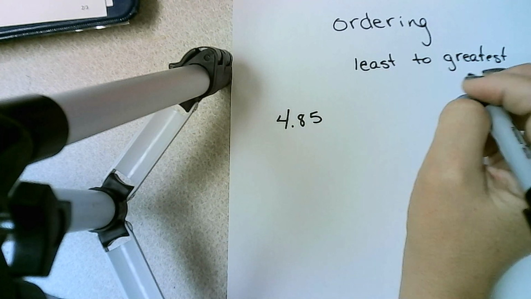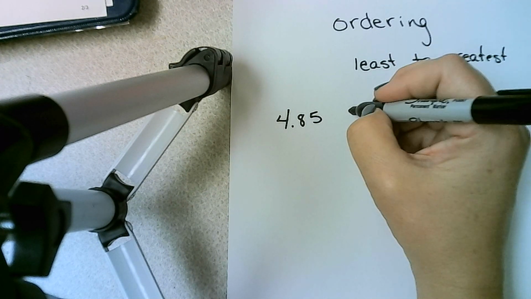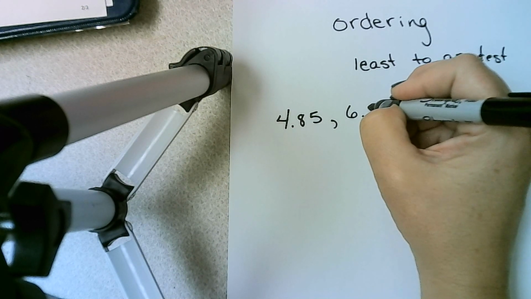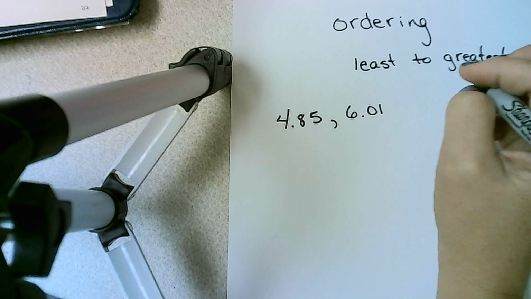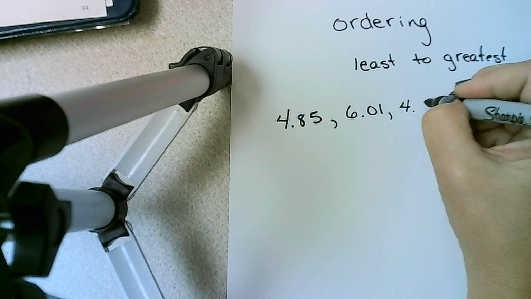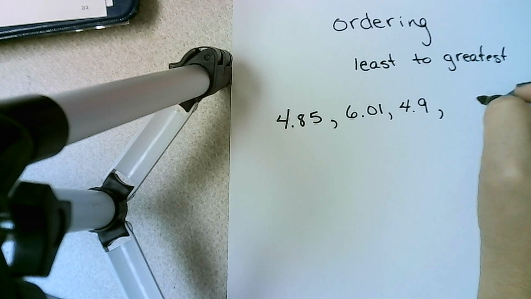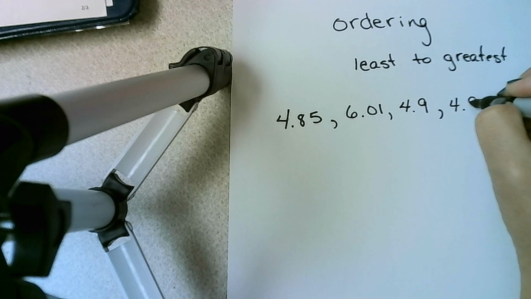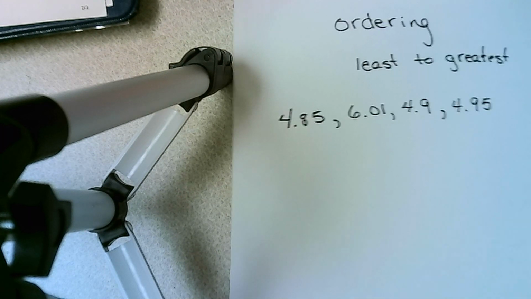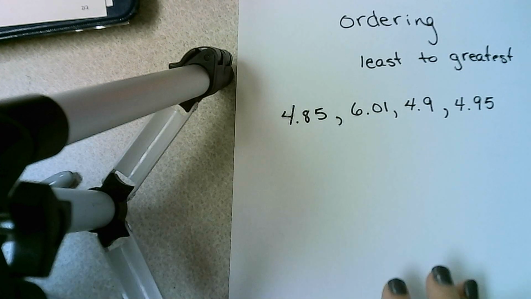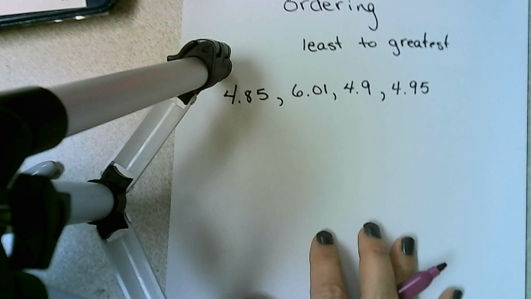4 and 85/100, 6 and 1/100, 4 and 9/10, and 4 and 95/100. Okay, now this one's going to take a little more effort because you still need to line them up.